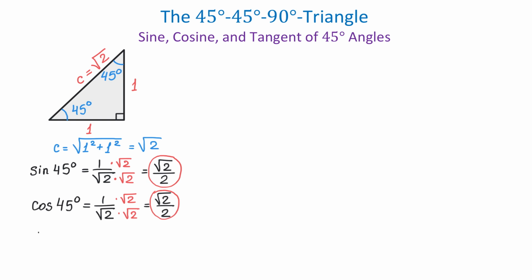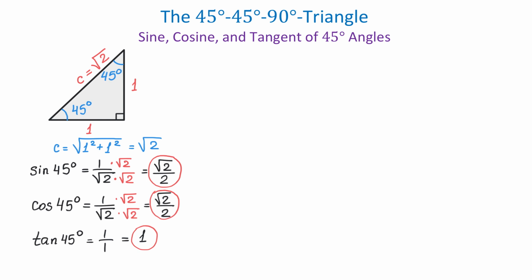And now let's evaluate the tangent of 45 degrees. By definition, tangent of an angle is the opposite side divided by the adjacent side. In this triangle, that is 1 divided by 1, which equals 1. So tangent of 45 degrees equals 1.